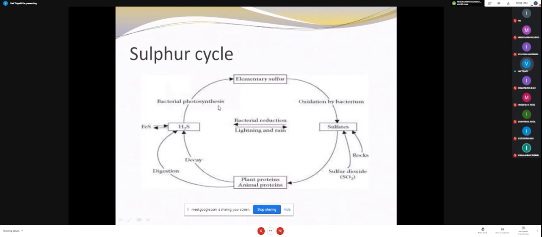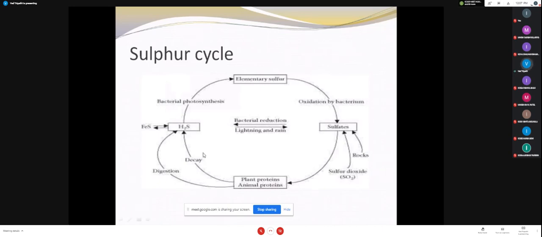And then we have the sulfur cycle, which is also an important component of DNA, of amino acids. And the sulfur cycle is that elementary sulfur is oxidized by the bacterium into sulfates, and sulfates are also released by weathering of rocks, and sulfur dioxide is released by industries. Okay, and that forms the sulfates, and this is absorbed by the plants and animals, and they're converted into plant and animal protein.